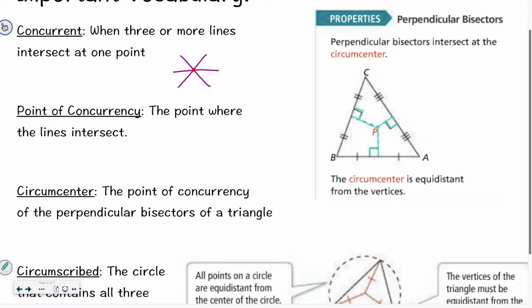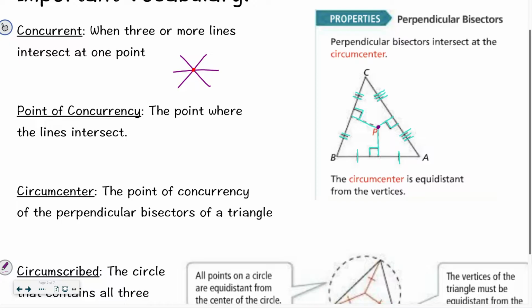So if we look, this perpendicular bisector cut that side in half. This other perpendicular bisector cut this side in half. And the third perpendicular bisector cut that third side in half. So that point where they all met is called the circumcenter.